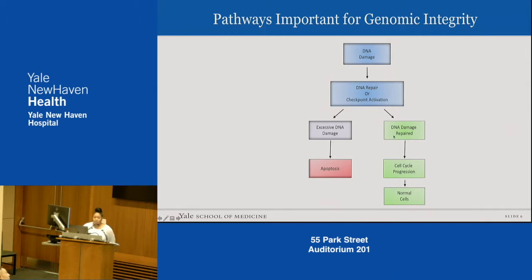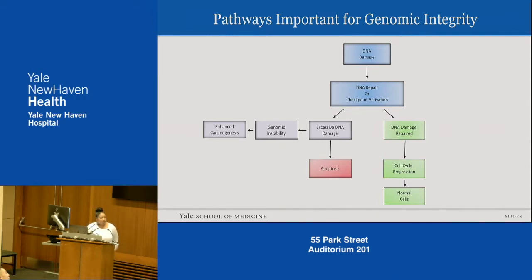However, if the damage is too extensive, the cells can choose to activate another pathway, which leads to apoptosis and preserving of genomic integrity, because if you have excessive damage that is not repaired, you can have genomic instability, which can lead to enhanced carcinogenesis. So this balance between DNA repair and apoptosis is very important for preserving genomic integrity.